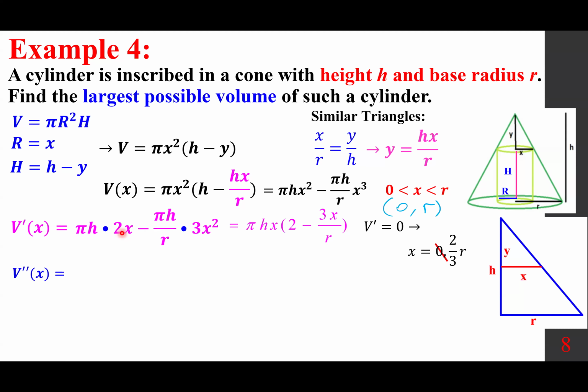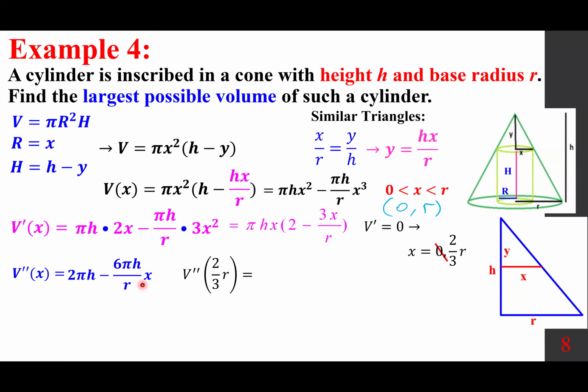We get pi h times 2, or 2 pi h. This one we get minus pi h over r times 6x. We get 6 pi h over r x. So one more time. This one, we just get rid of the x. And this one, instead of x squared, just change x squared to 2x and you get this one because we're differentiating. So what do we have to do? What is the second derivative test? We have to plug in and observe whether it's going to give us a positive or negative value. That's all we want.